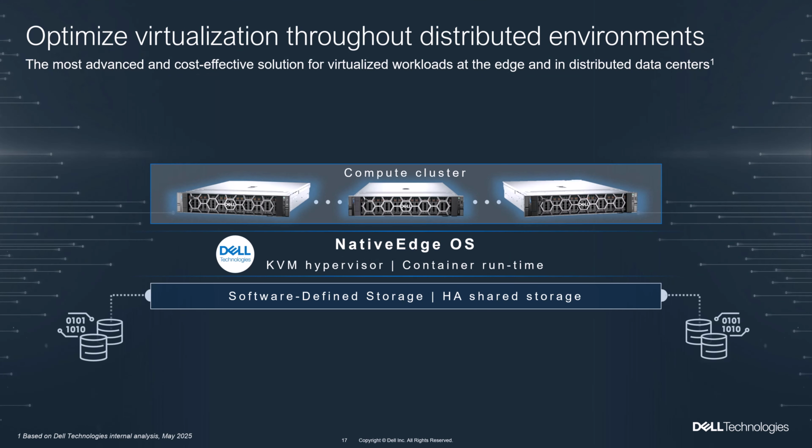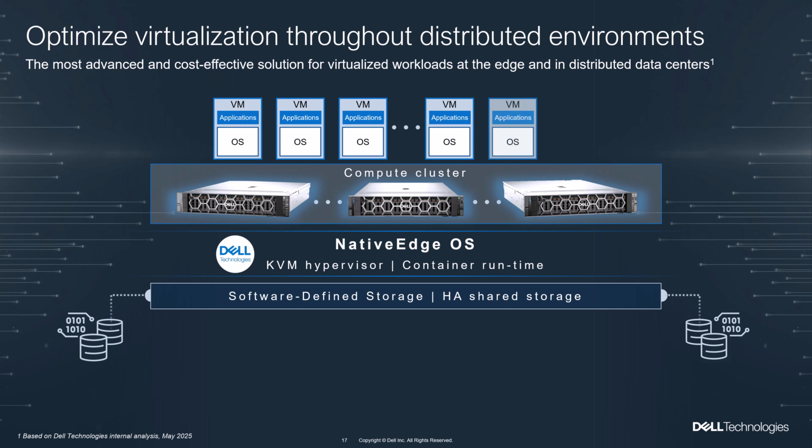Now we'll walk through the architecture for high availability clustering to support virtualization. Here we have the NativeEdge OS, which enables the NativeEdge endpoints shown here to be deployed with zero-touch onboarding with adherence to zero-trust security principles. These endpoints can be deployed as a high-availability cluster built on the NativeEdge OS, which can also automate the deployment of VMs and containers utilizing a KVM hypervisor and container runtime. This high-availability configuration also includes software-defined storage throughout the PowerEdge cluster.